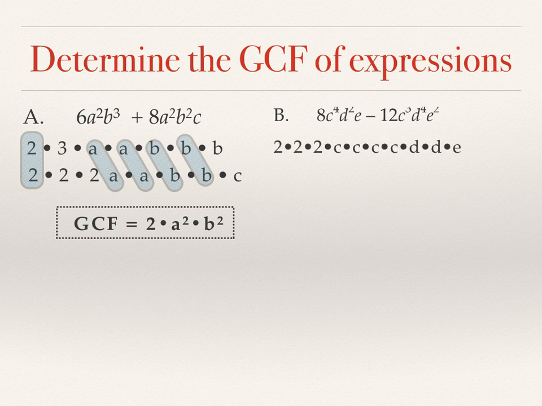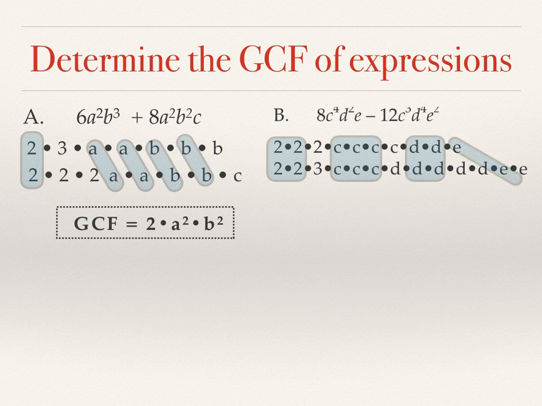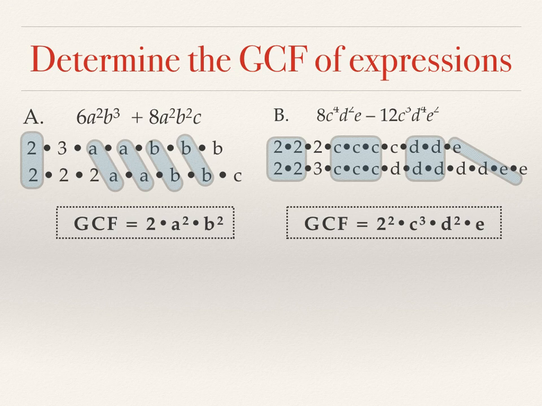Example B, same thing. Here's the first term, here's the second term. We'll circle the prime factors, and we'll write the greatest common factor as 2 to the second power times C to the third times D squared times E. So notice the direction was to determine the greatest common factor of the expressions. It did not say factor the expressions, right? It just said determine the greatest common factor.